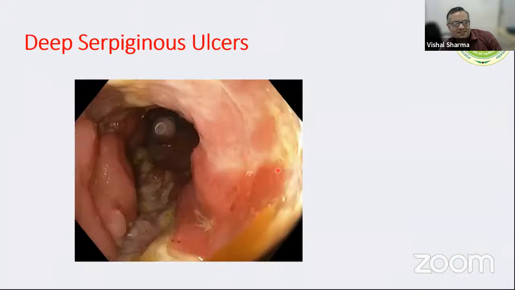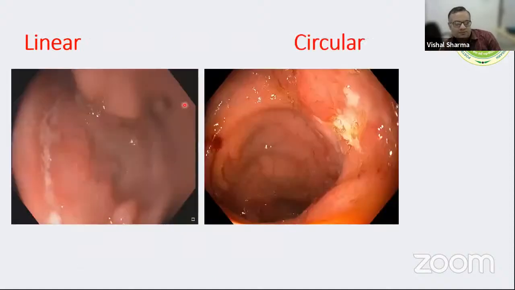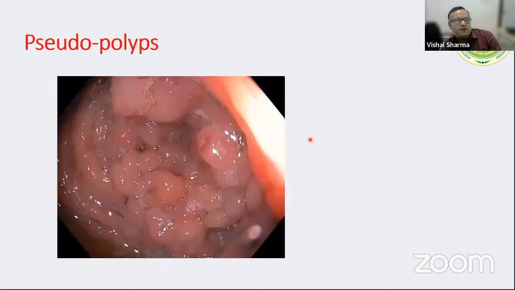You could also have deep serpiginous ulcers. So you can see the ulcer very deep, and then it's like a serpentine or like a snake, from here to there. So that kind of ulcer favors Crohn's disease, right? Then again, this is to show you a linear ulcer in Crohn's disease and a circular kind of ulcer in tuberculosis, right? Pseudo polyps.